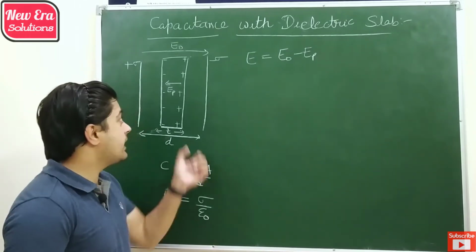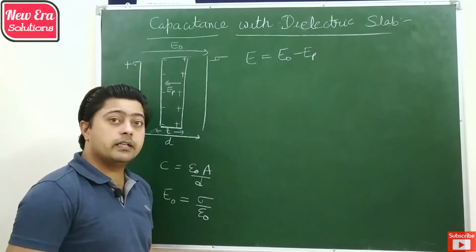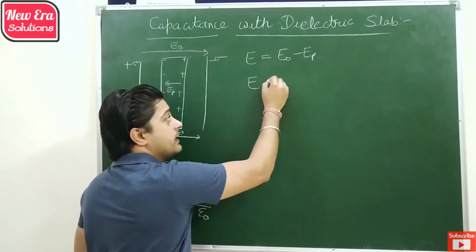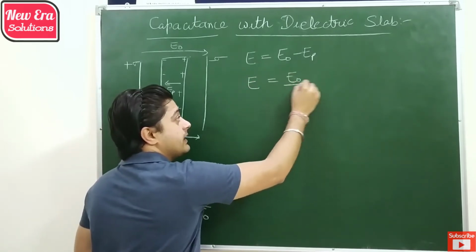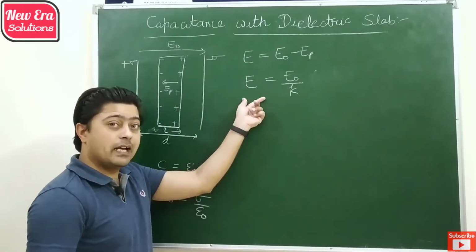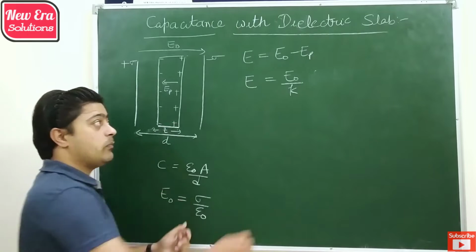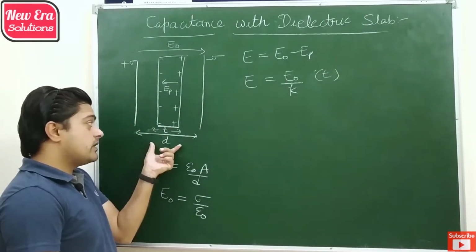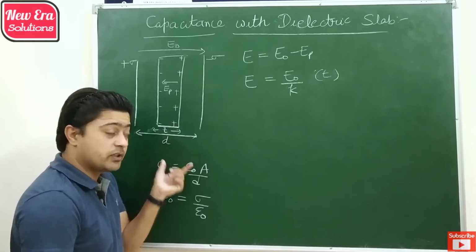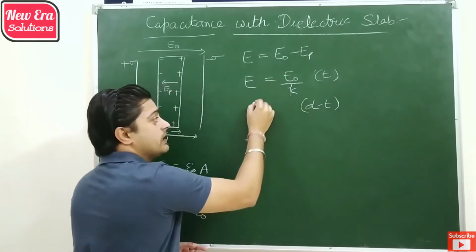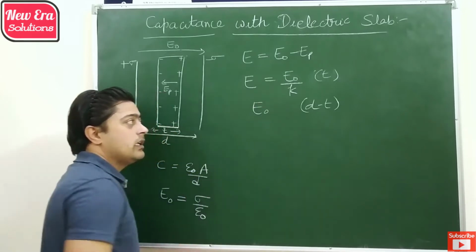We also know that for a dielectric medium whose dielectric constant is K, the electric field inside the medium is the external electric field upon the dielectric constant. That electric field acts in between the slab up to a distance t, and in the remaining distance d minus t, because d is the separation between the plates, the electric field is still E naught.